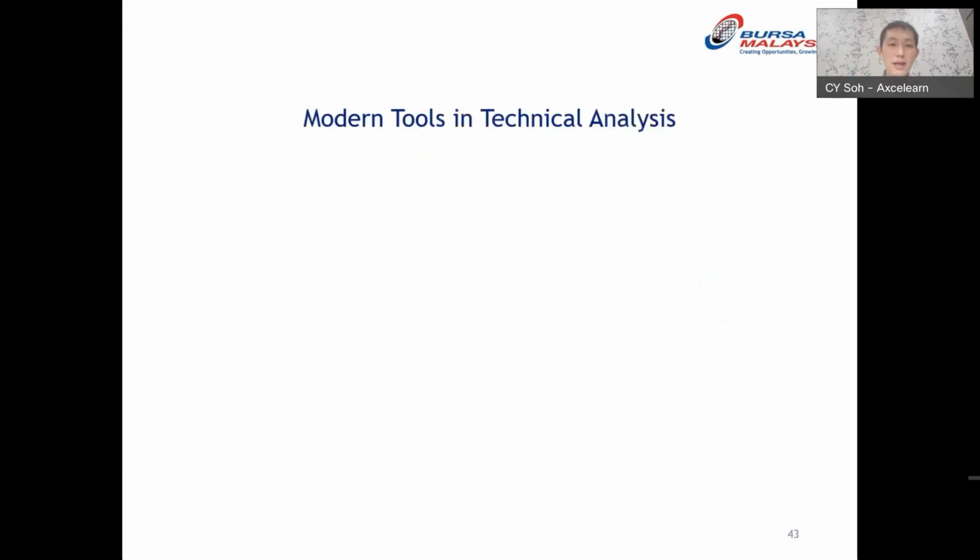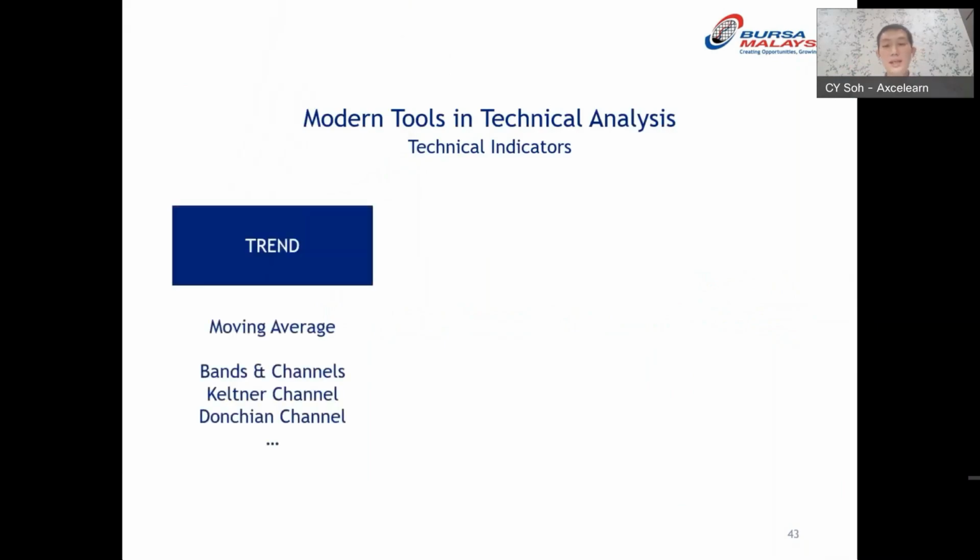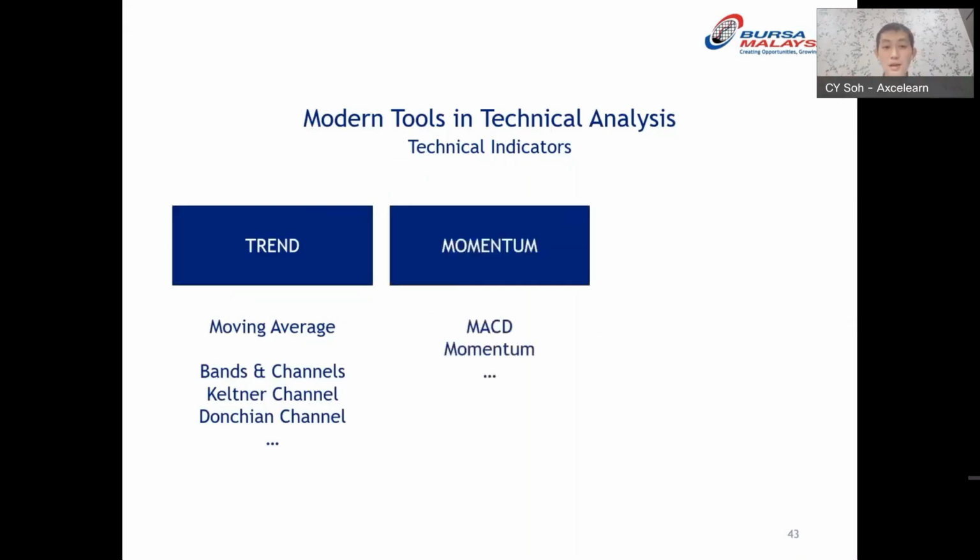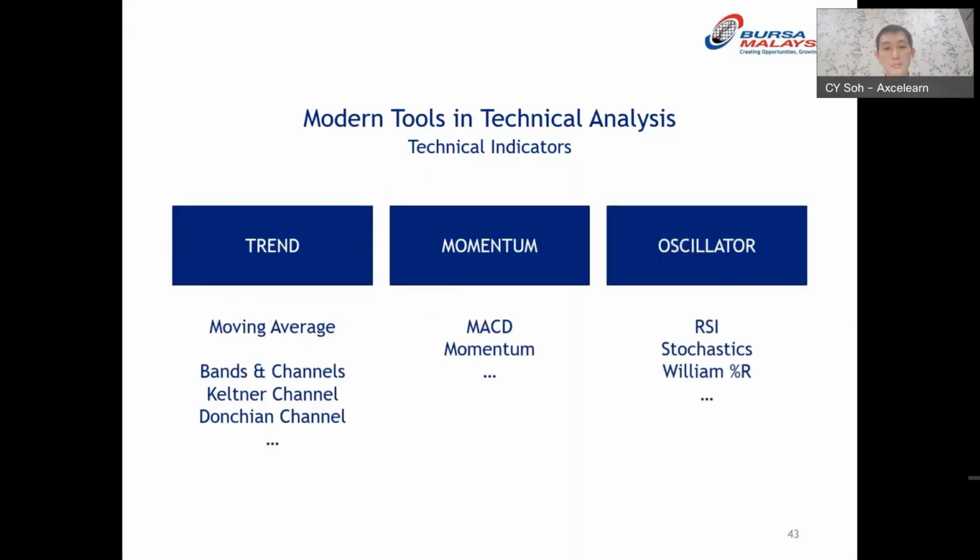Now, on topic 4, there are several tools in technical analysis, and of course, these are modern tools. In modern technical analysis, we generally use technical indicators. You don't have to draw a line anymore. There are generally 3 categories of indicators. There are trend indicators, which are moving averages, bands, channels, Keltner channel, Bollinger Bands, Donchian channel, and so forth and so on. In the momentum category of indicators, we have MACD, we have momentum, as well as the oscillator category in technical indicators, where you have RSI, stochastics, Williams percentage R, and more.